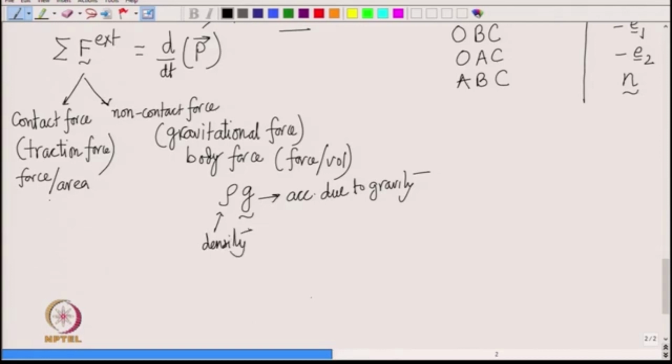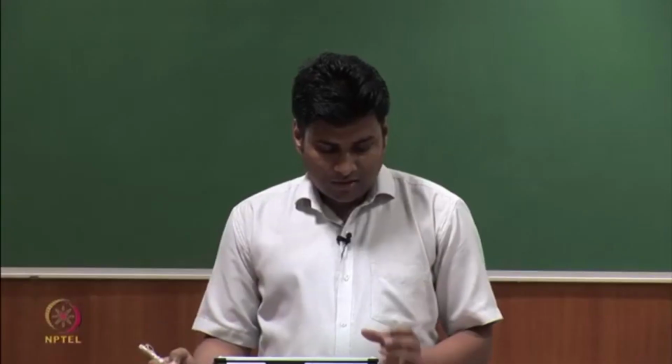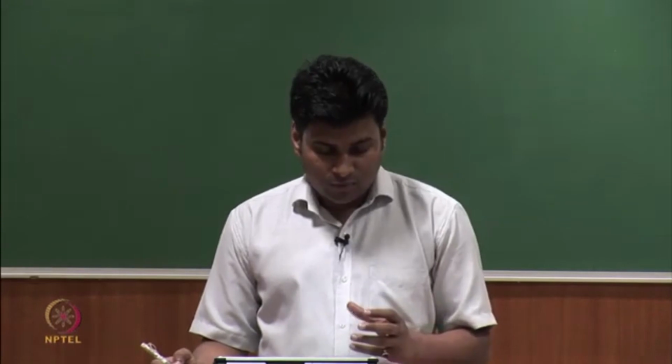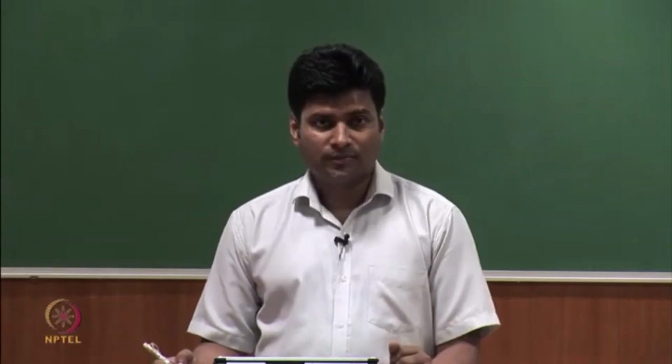And for the contact force, here we have the traction. So, there are T minus 1, which acts on the minus E1 plane, then we have T minus 2, we have T minus 3, and we have T n, the 4 traction forces. Let us find out the total force due to these two kinds of forces.